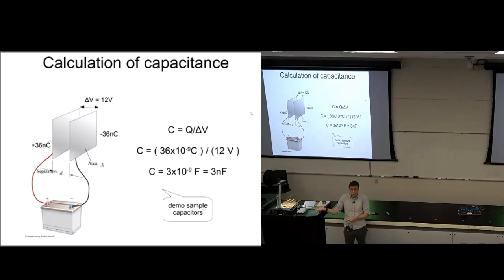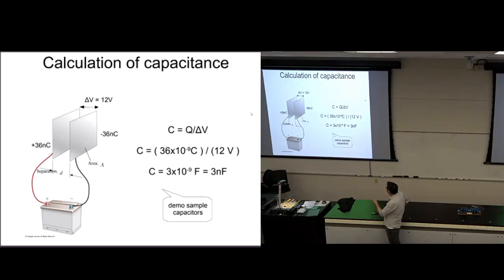Or I could be doing it the other way around. I could apply some voltage across the plates from the battery, and then measure the charge that appeared on the plates. Then again, I just divide the charge by the voltage, and that will give me the capacitance. So this is straightforward to calculate the capacitance from the voltages and the charges that you measure. And that's all I've done here.